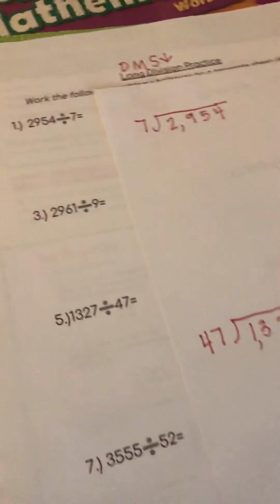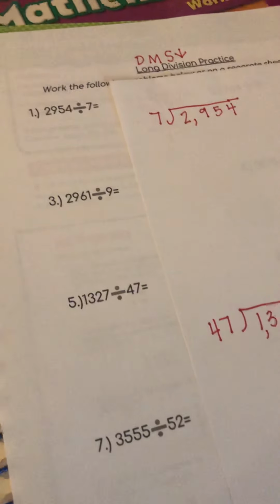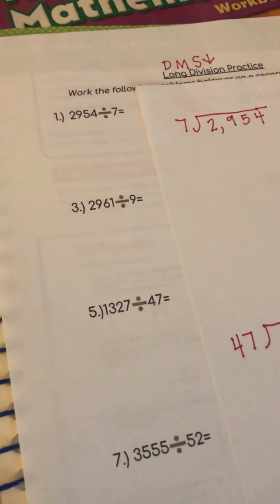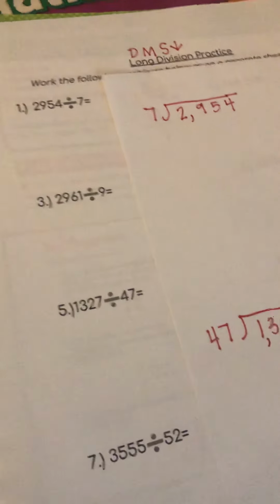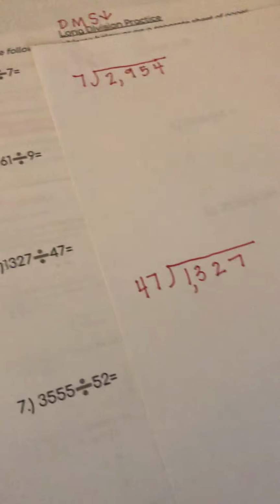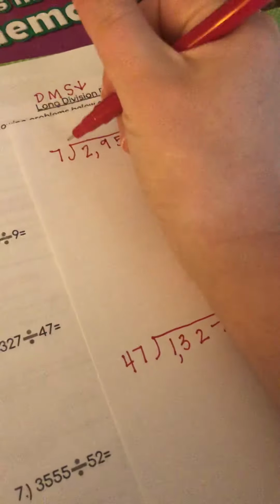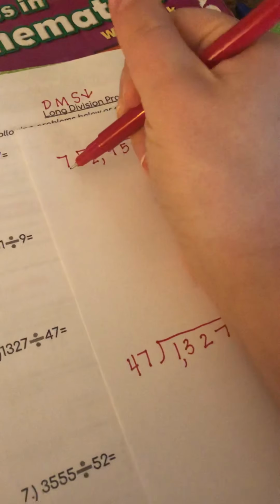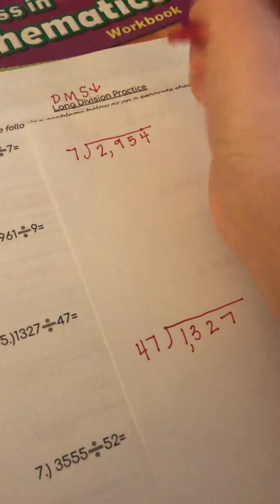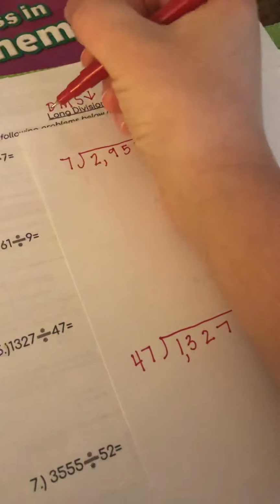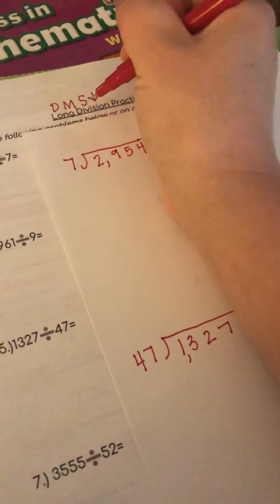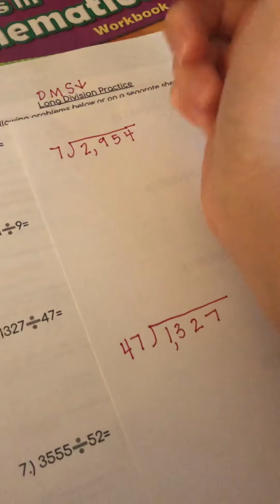All right, today's activity will just be a review of long division. So I am going to show you number 1 and number 5, and you can work together with me on those. The first one, we have a one-digit divisor, and we're going to start with our steps. We have divide, multiply, subtract, bring down. Remember, those are our steps in long division.